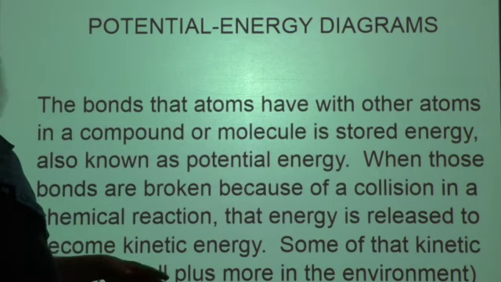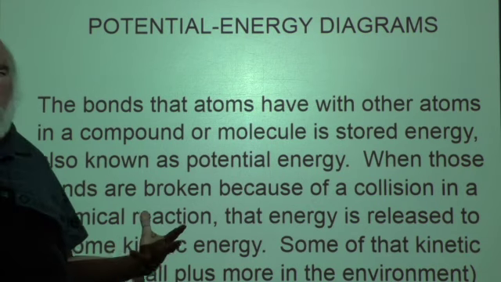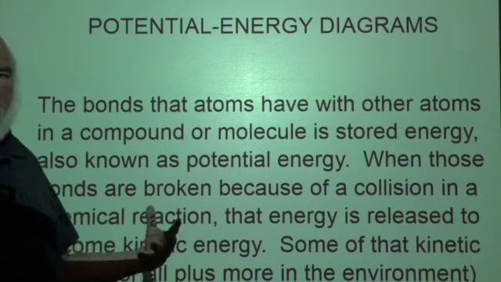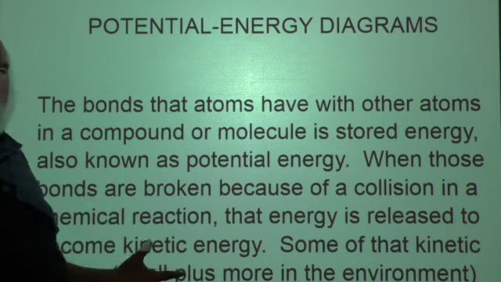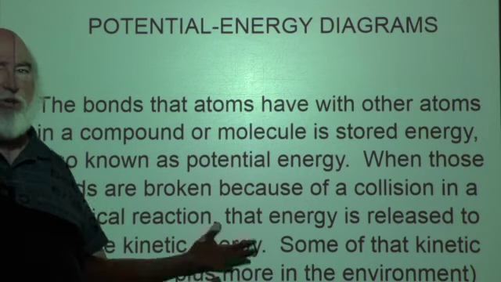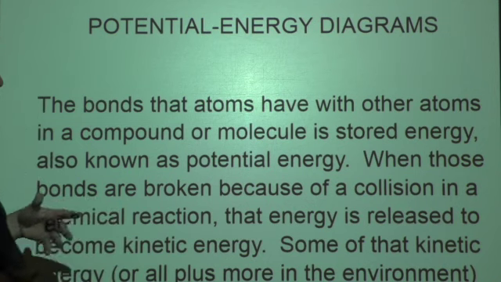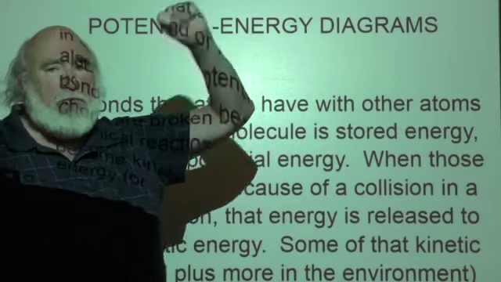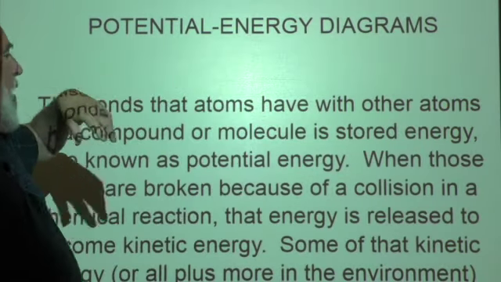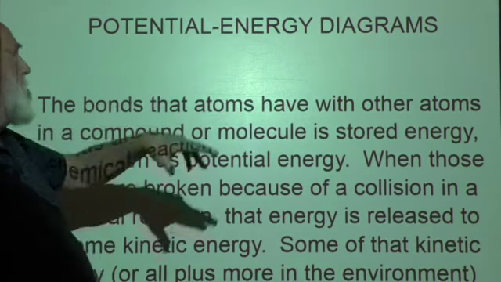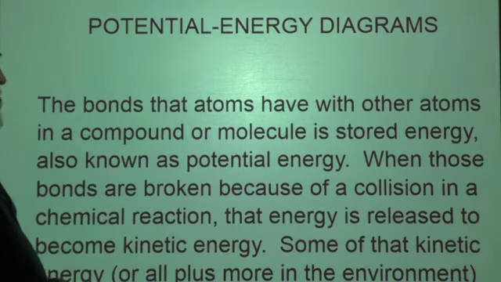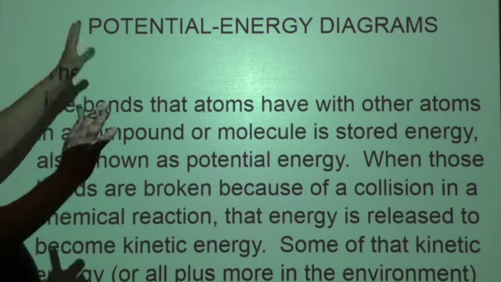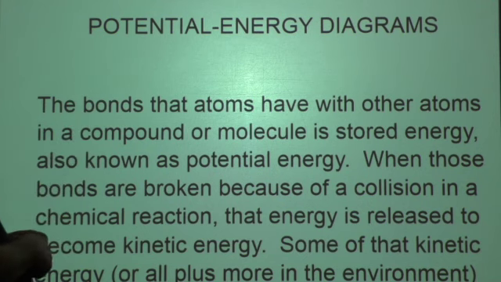All right, next we're going to talk about how we can show what happens when a reaction takes place, and why they take place, and why some are faster and some are slower. It's going to be using something called a potential energy diagram, also known as a heat content diagram. It has many other names as well, but this is what we're going to be dealing with.